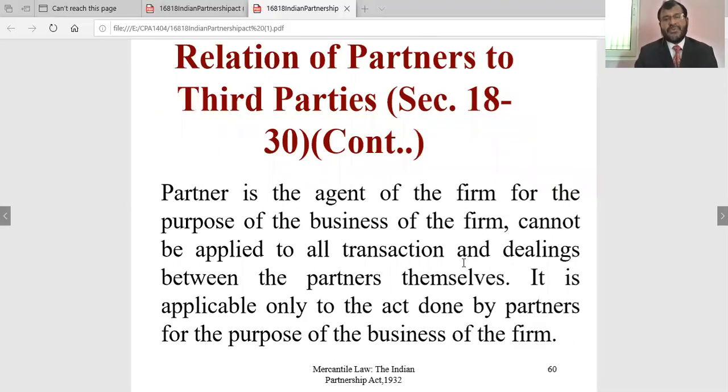Relation of partners to third parties. A partner is an agent of the firm for the purpose of the business of the firm. This cannot be applied to all transactions and dealings between the partners themselves. It is applicable only to acts done by the partner for the purpose of the business of the firm.